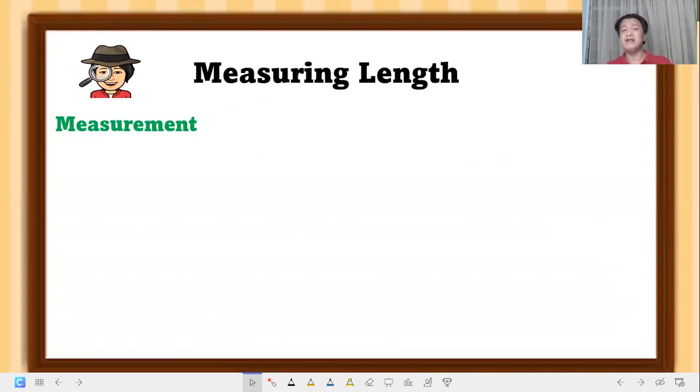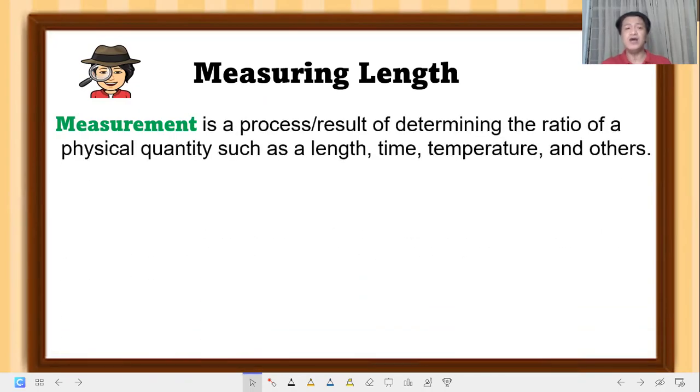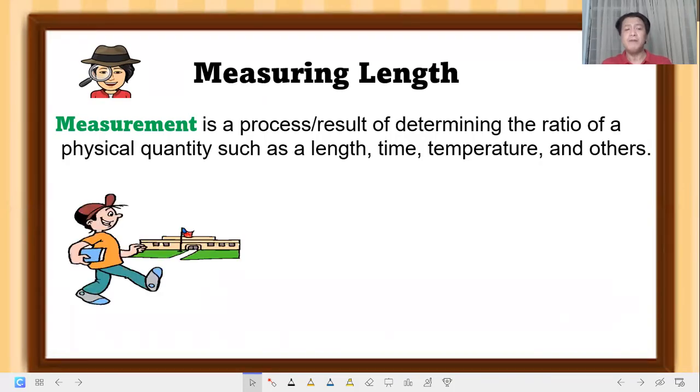So ngayon, pag-uusapan na natin yung nag-evolve na ngayon. Okay, remember, from body parts, naging non-standard, tapos nagkaroon na lang sila ng system of measurement na English system tsaka metric system. So yun yung ating focus ngayon. Measurement. When we say measurement, it is a process or result of determining the ratio of a physical quantity such as the length, time, temperature, and others.